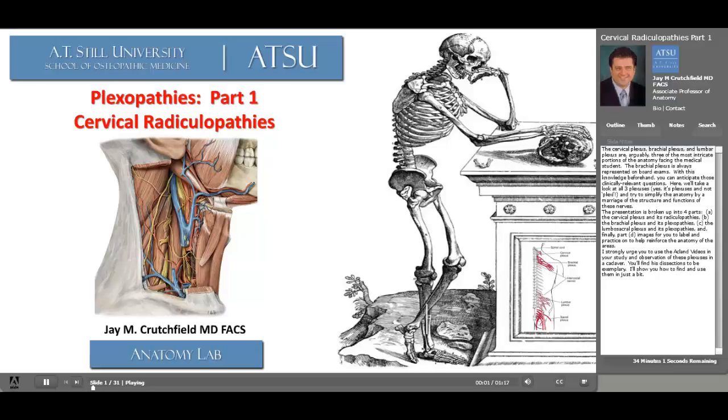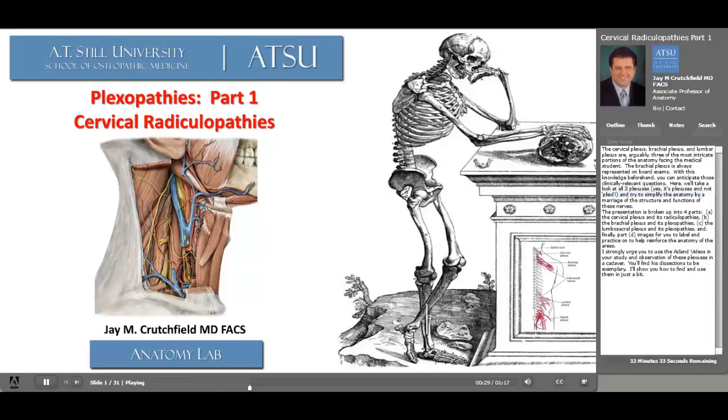The cervical plexus, the brachial plexus, and the lumbar plexus are arguably three of the most intricate portions of anatomy facing any medical student. The brachial plexus is always represented on board exams. With this knowledge beforehand, you can anticipate those clinically relevant questions about the brachial plexus. Here, we'll take a look at all three of the plexuses.